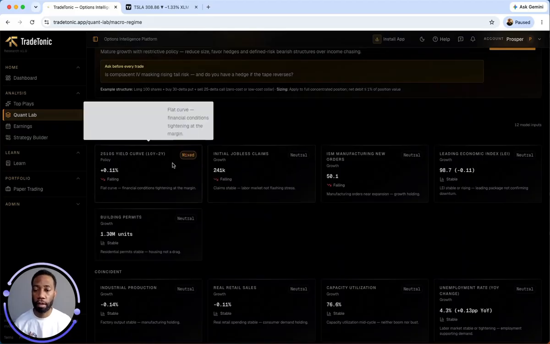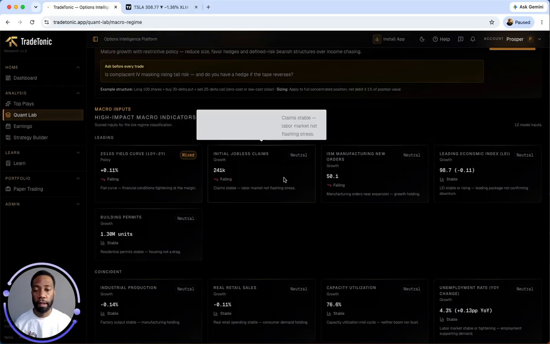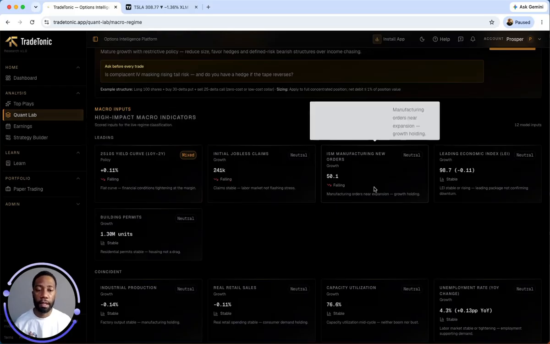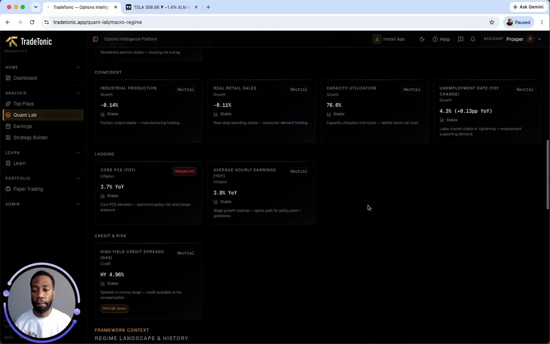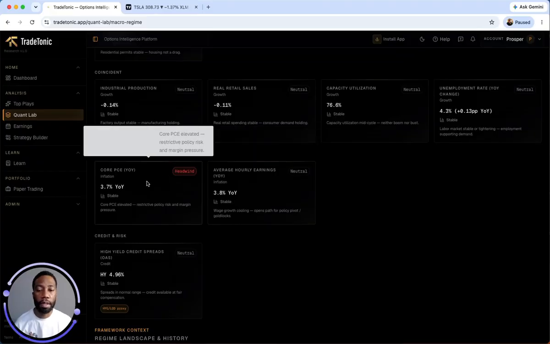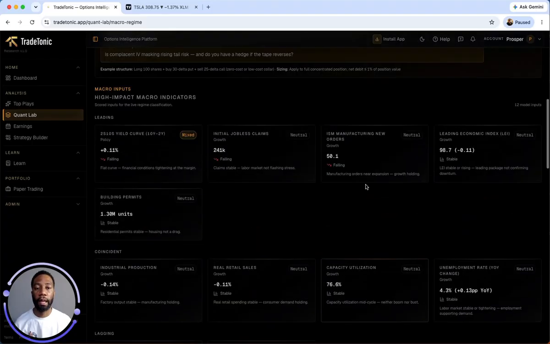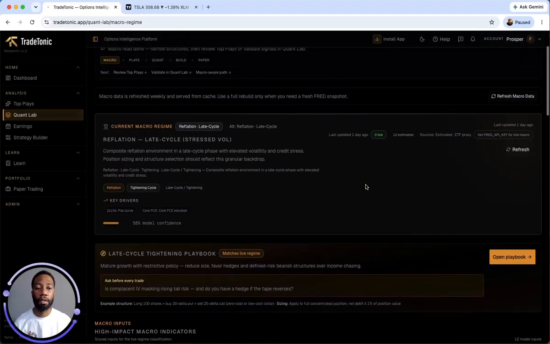So we take a look here, the 2-10 year yield curve has been falling. The initial jobless claims have been falling. ISM manufacturing new orders is just slightly above 50, so that's definitely neutral. And then we have some headwinds here with core PCE. I think new PCE numbers will come out this Friday. And here on the platform, this updates at least once a week. And so next week, when we come in on Monday, we'll take a look and see, okay, what's happening with the environment? Has there been a lot of change?